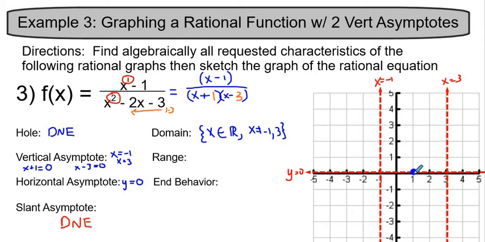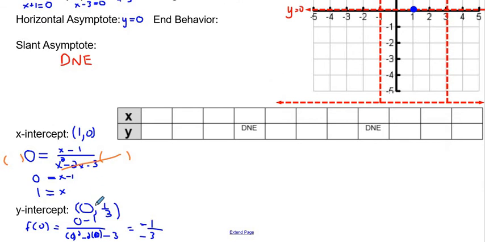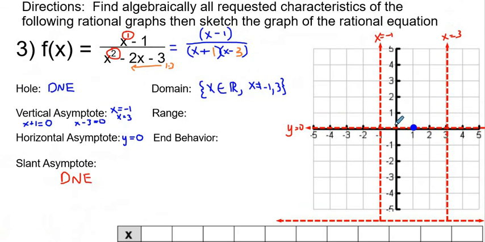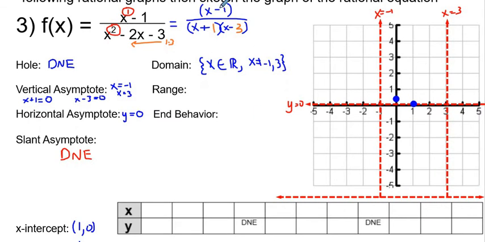Perfectly fine on a horizontal, as long as it goes to that value at very large and very small numbers. As long as it's trending towards there, it's okay. So you can cut through a horizontal, but not through a vertical. And so 1, 0 is our x-intercept. Our y-intercept is 0, 1/3. So right about 0.3. So now we don't have anything else.